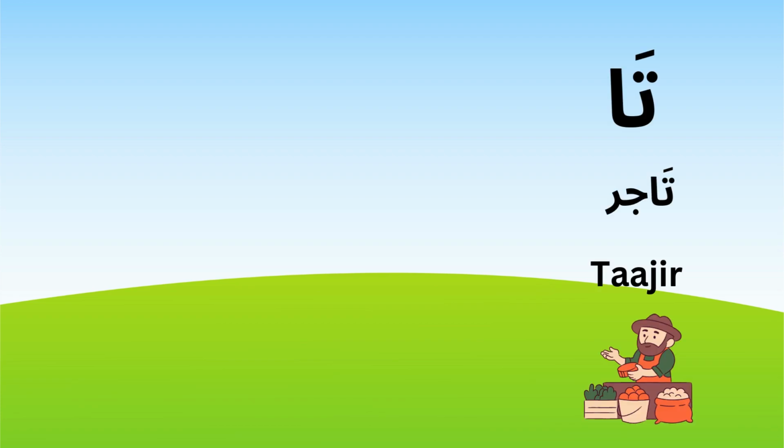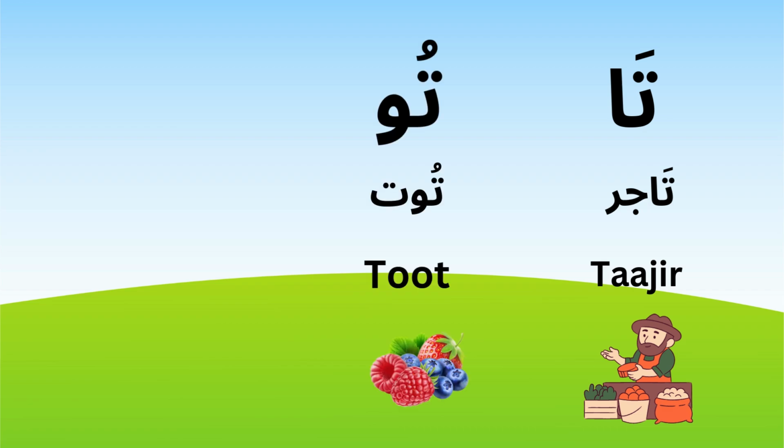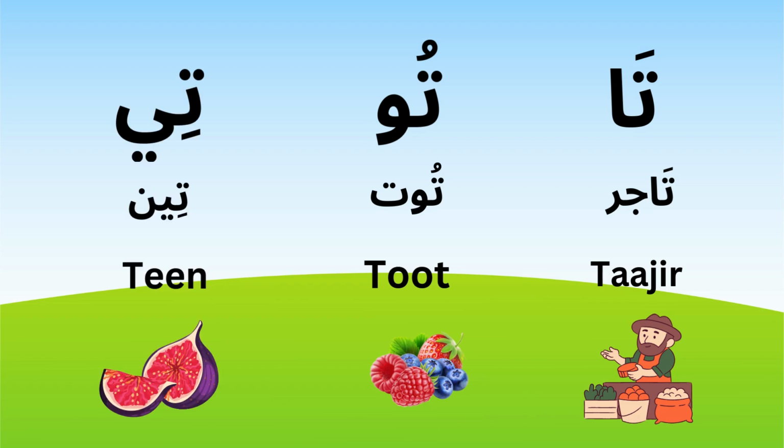Long vowels of ta. With fatha plus alif, the sound is ta. Example, tajir. With damma plus waw, the sound is tu. Example, toot. With kasra plus ya, the sound is ti. Example, teen.